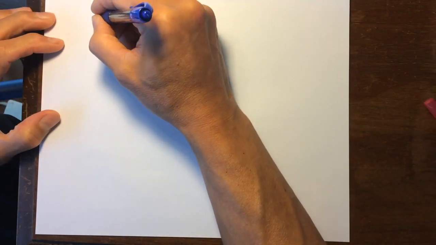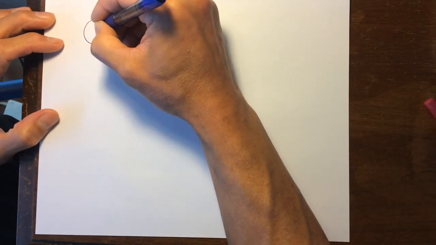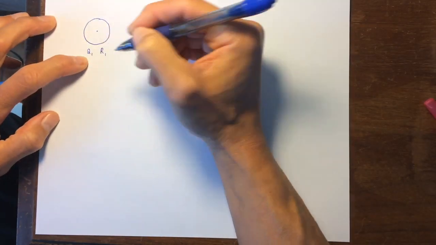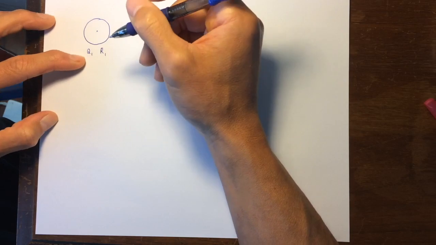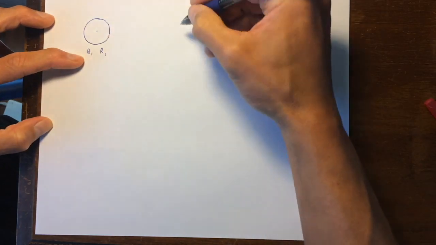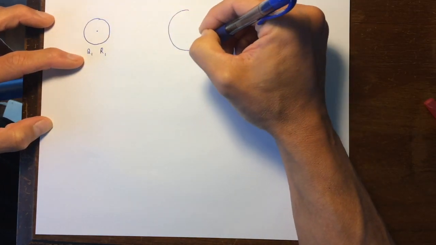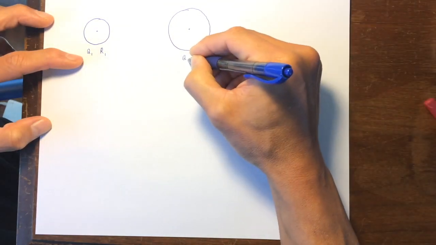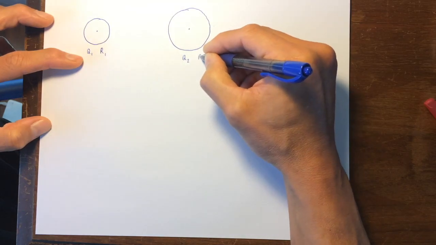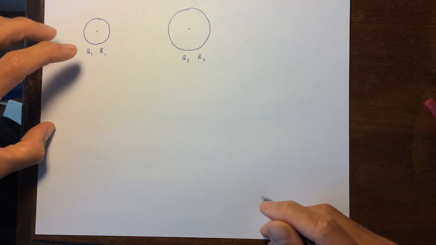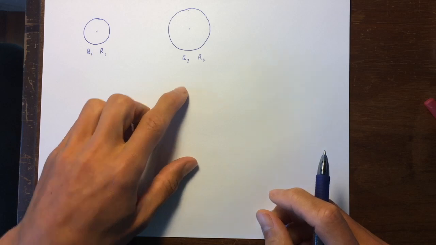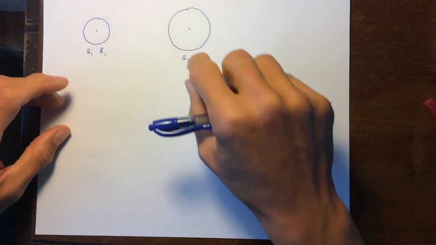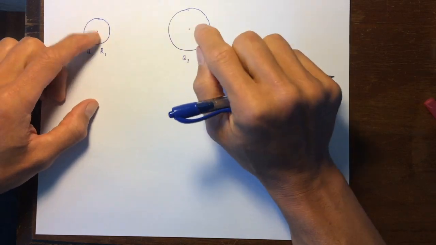What if I had two shells of charge? So here is a shell of net charge Q1 uniformly distributed over a spherical surface of radius R1, and here is another one. And this one is a charge Q2 spread over a spherical surface of radius R2, and it's done uniformly. Okay, so here's what's interesting about this situation.